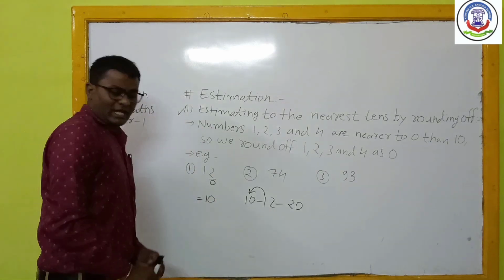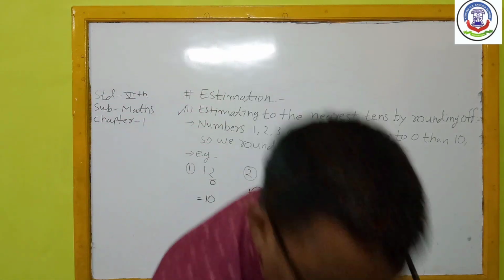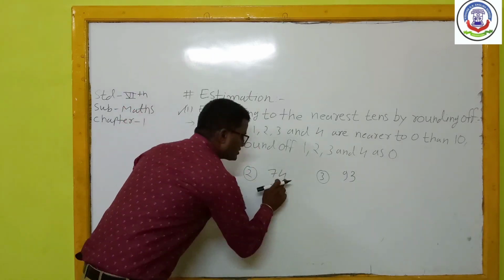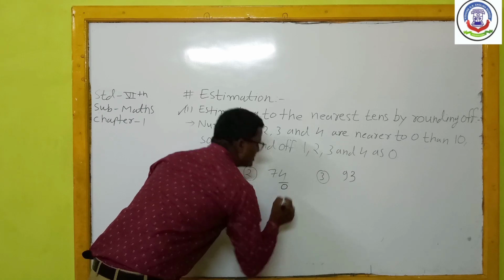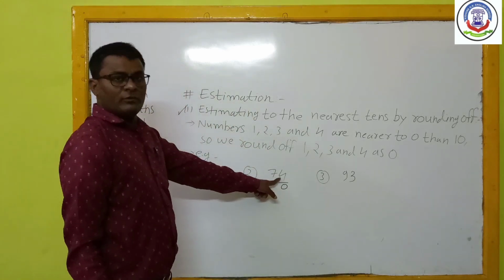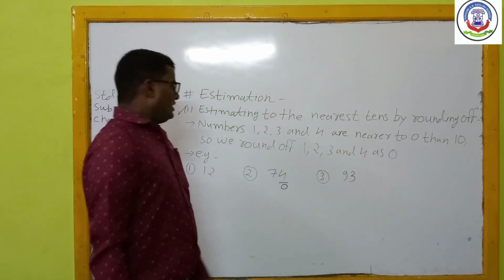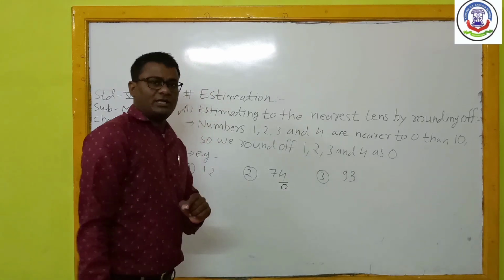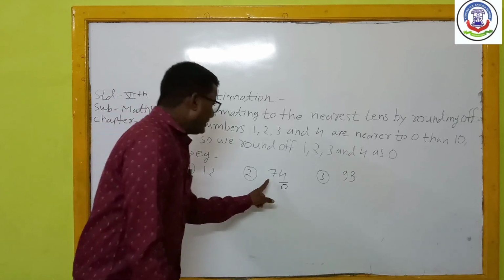Okay, now another example, example 2, 74. First of all, see its ones place digit, and that is 4. That's why we will round it off as 0. Remember that, don't make any change in the tens digit.